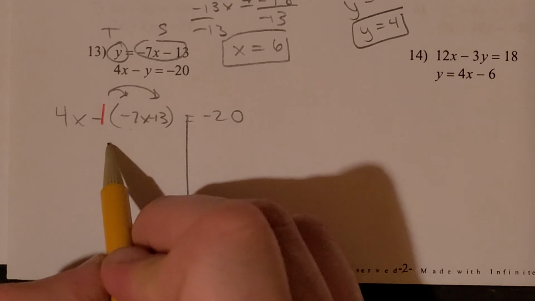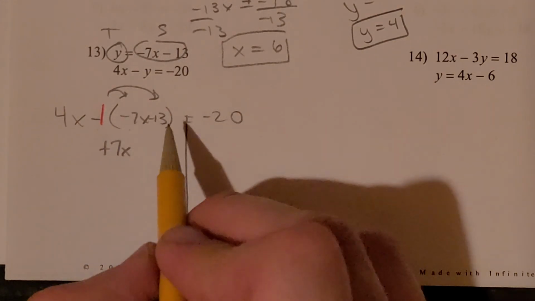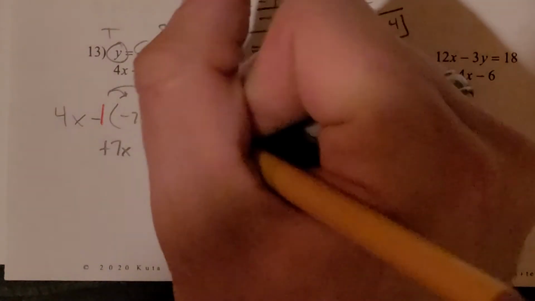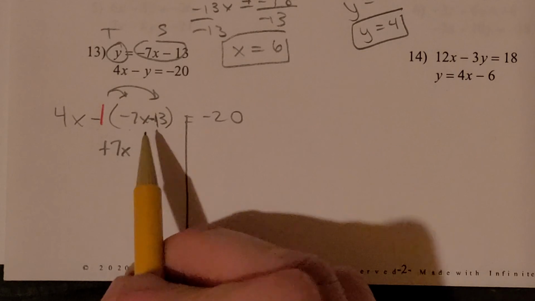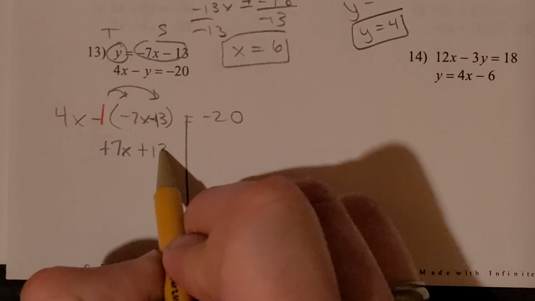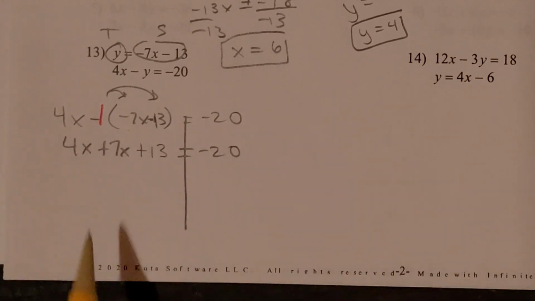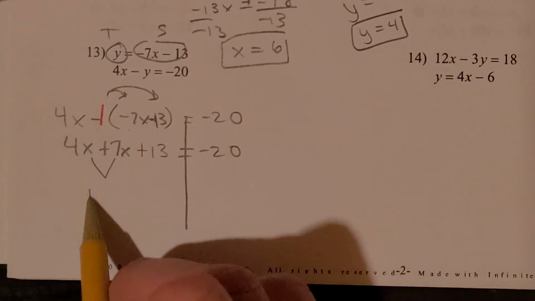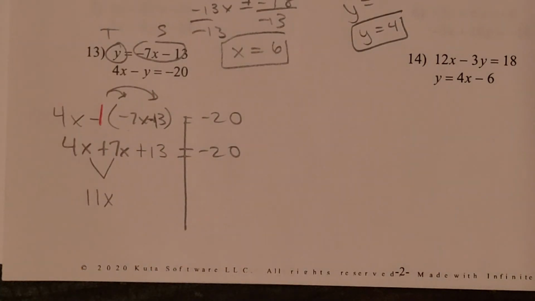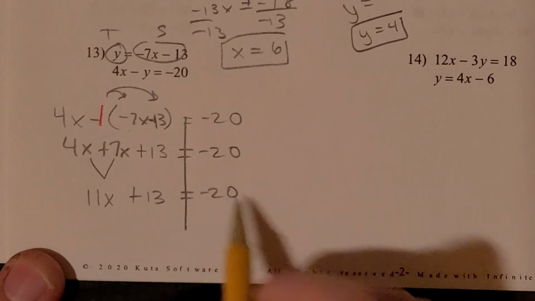Negative 1 times negative 7x is positive 7x. Negative 1 times a negative 13 is a positive 13. I haven't done anything with the 4x or the minus 20. 4x and 7x make 11x when I combine like terms. I haven't done anything with the 13 or the negative 20.